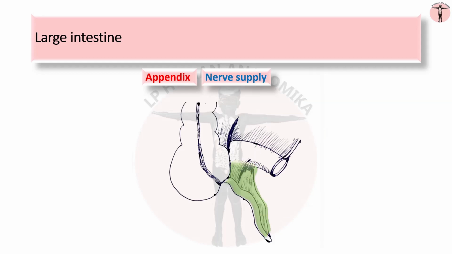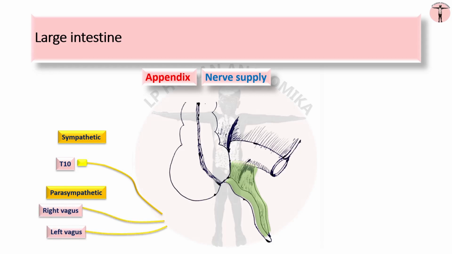The nerve supply to the appendix. The appendix is supplied by the sympathetic and parasympathetic nerves. The sympathetic fibers are derived from 10th thoracic segment of spinal cord and parasympathetic from the right and left vagus nerves. These nerves pass through superior mesenteric plexus. From superior mesenteric plexus, the nerves arise and supply the appendix.